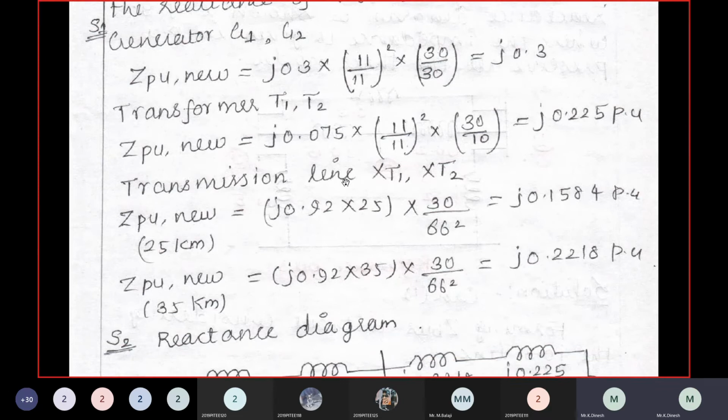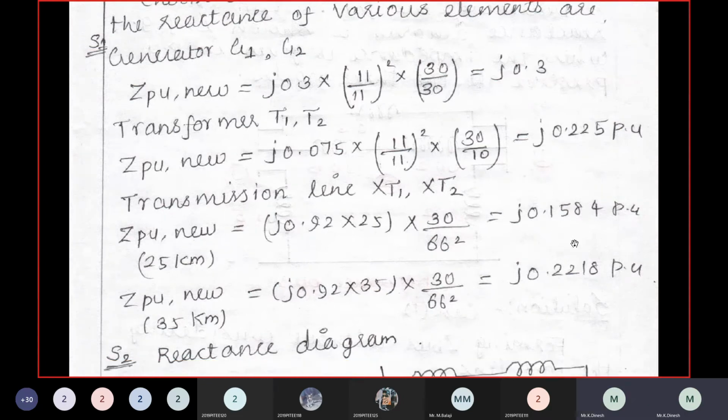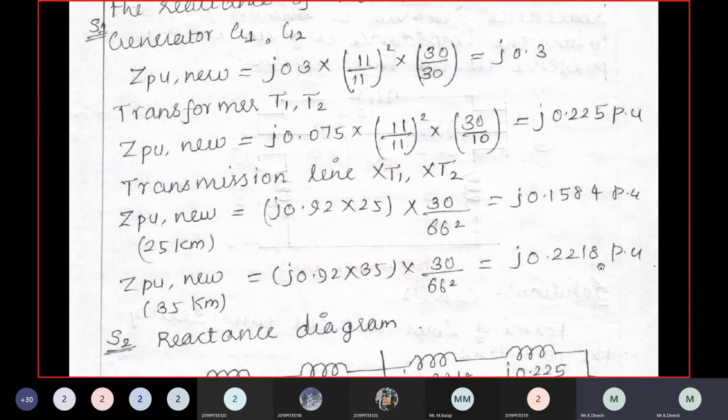So the line is split into two because at the 25th kilometer I have the fault. So 25 plus 35 is 60, and 60 minus 25 is 35. So I have to determine the reactance for the transmission line separately, for the 25th as well as the 35 kilometers. So J1.584 per unit here, and here J0.2218.